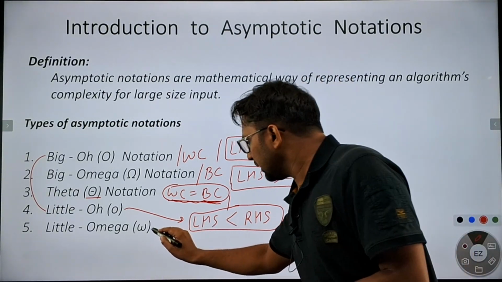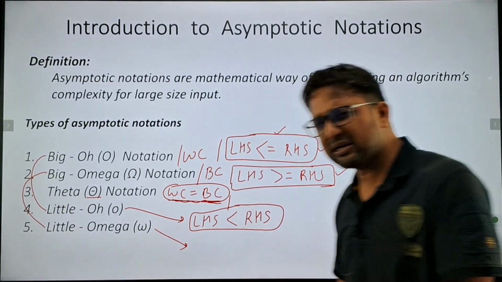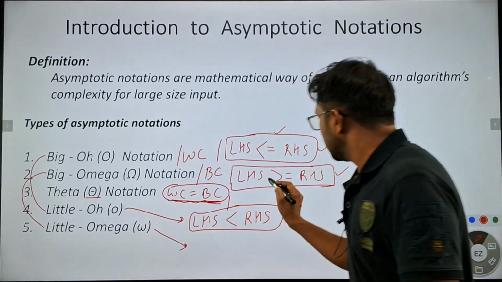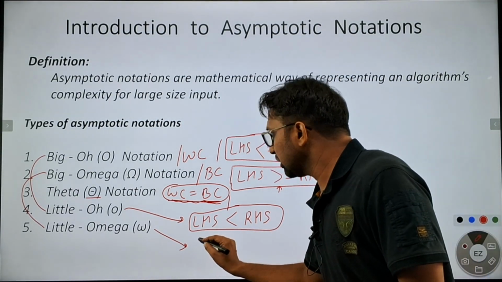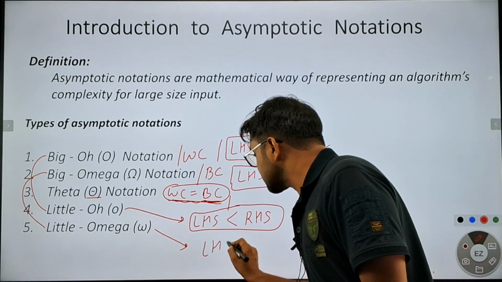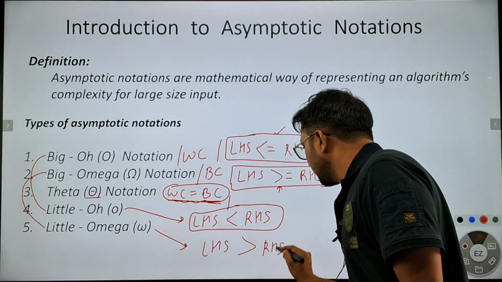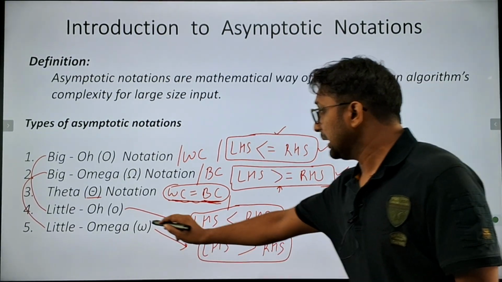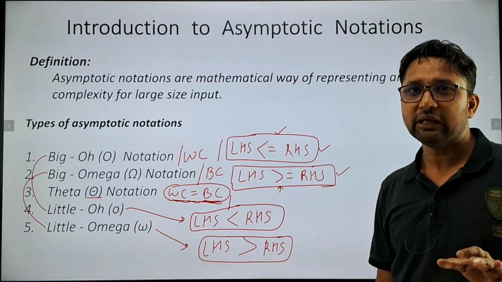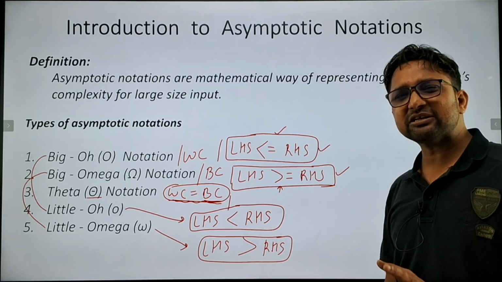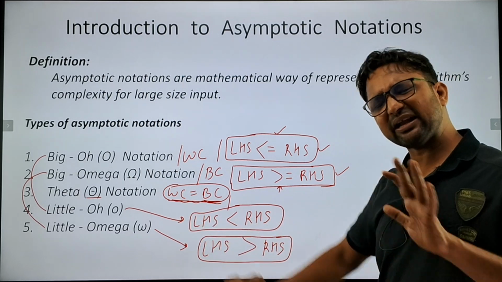Little omega notation is similar to big omega notation. The name itself has omega. So it takes this relation, but equal to is not there. What little omega says is that the left hand side is strictly greater than the right hand side. This is the relation given by the little omega notation. Everything will become very clear. I have lots of examples with me. We will cover lots of examples, and after this session you will know all these notations very well. That is confirmed.